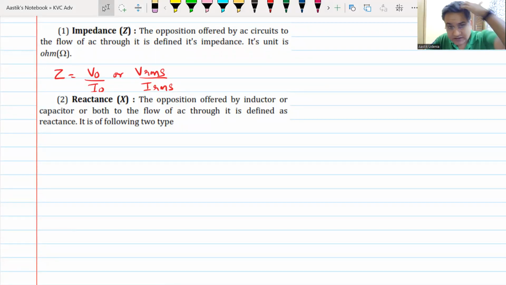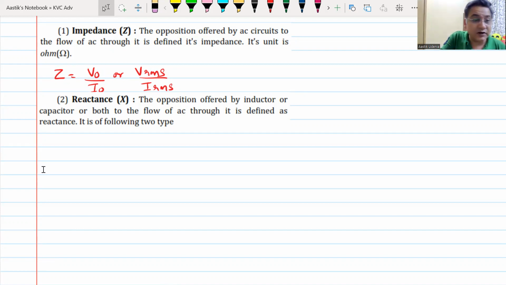Now, resistor offers resistance, and capacitor and inductor also offer opposition to AC current. Let me not use the term resistance. The opposition that is offered by an inductor or capacitor to the flow of AC current is known as reactance. This reactance is denoted by the letter X, and this reactance will be of two types.